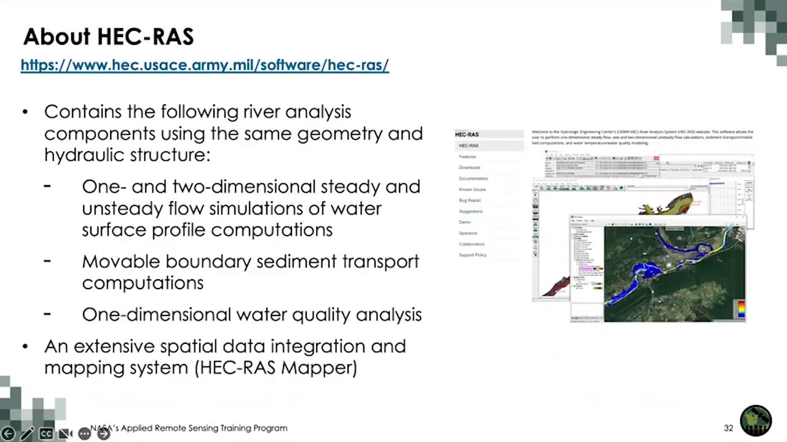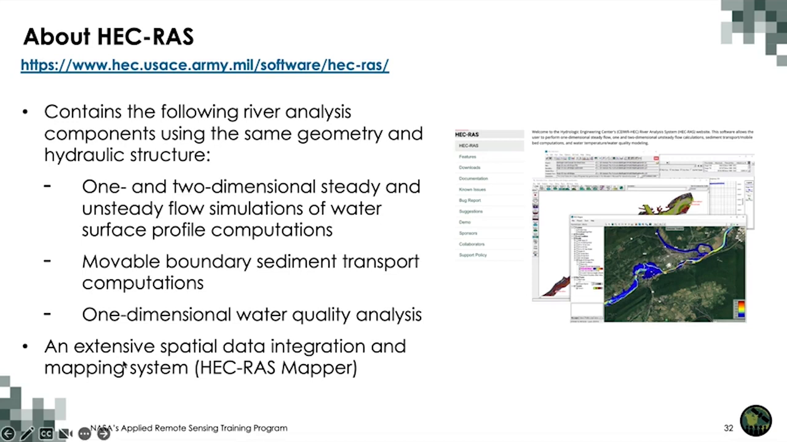So let us start with HEC-RAS. It contains the following river analysis based on geometry and hydraulic structure of channels. It can be used in 1 or 2 dimensional, steady or unsteady flow simulations of water surface profile. It can be used for movable boundary sediment transport computation, and also it provides one-dimensional water quality analysis. So based on water surface computation, flood can be mapped using HEC-RAS.